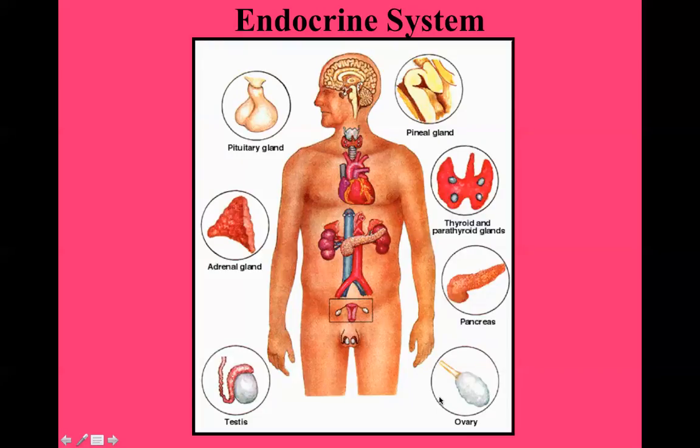But some of them overlap. So for example, the testes also make sperm, which makes them part of the reproductive system. The ovaries also make eggs, so that makes them part of the reproductive system. But here we're seeing that the ovaries make estrogen and progesterone, that's endocrine, and the testes make testosterone, which is also part of the endocrine system. So some of them have two functions.